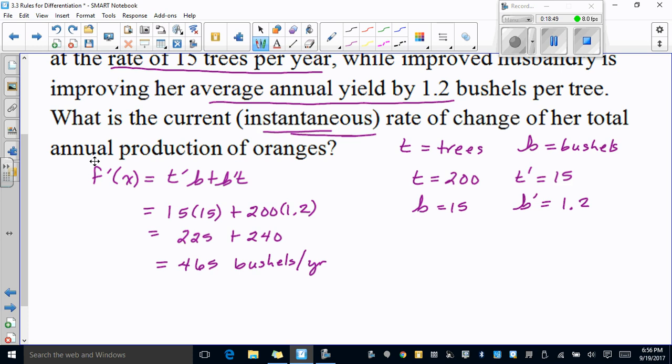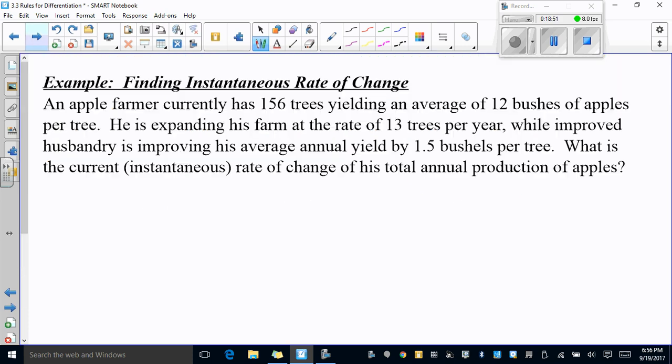Now, because the video is getting kind of long, I'm not going to do the last problem, but it's going to be done the same way, only this time I made it an apple farmer. But I want you to know on this one here, I'll give you the total, and I want you guys to try it and see if you get it. This is going to be 390 bushels per year. And see how you guys do on this one.